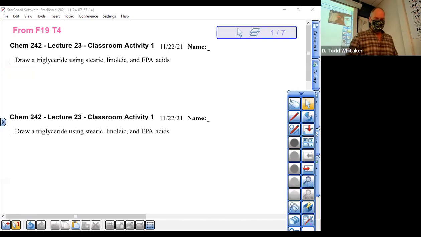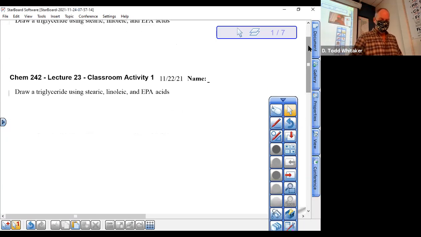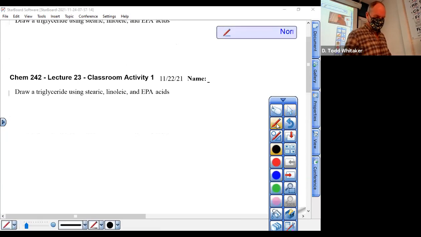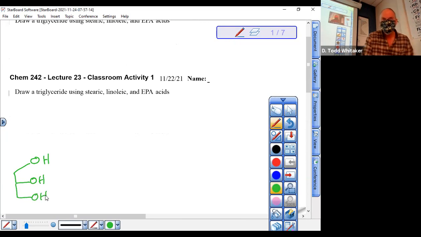Before you start this problem, you have to know that triglycerides are triesters, which means you need 3 alcohols and 3 carboxylic acids. The 3 alcohols come from glycerol. So this is not part of my answer, but it's part of understanding how I get to my answer. We need to know this molecule. I will not give you this molecule on the test. This is glycerol.